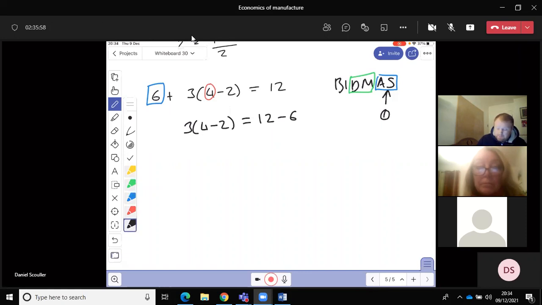We're going to divide and multiply. That 3 is effectively 3 times whatever's in that bracket. So that 3 is a multiplication, so that 3 is coming across. So we move that 3 across and leave ourselves 4 minus 2 on one side, 12 minus 6 over 3 on the other.